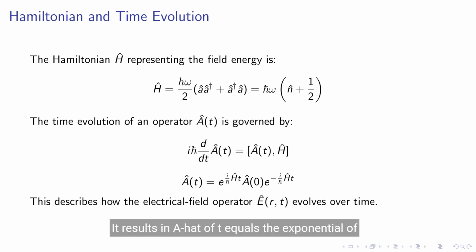It results in a hat of t equals the exponential of i times H hat times t over h bar times a hat of 0 times the exponential of negative i times H hat times t over h bar, describing how the electrical field operator evolves over time.